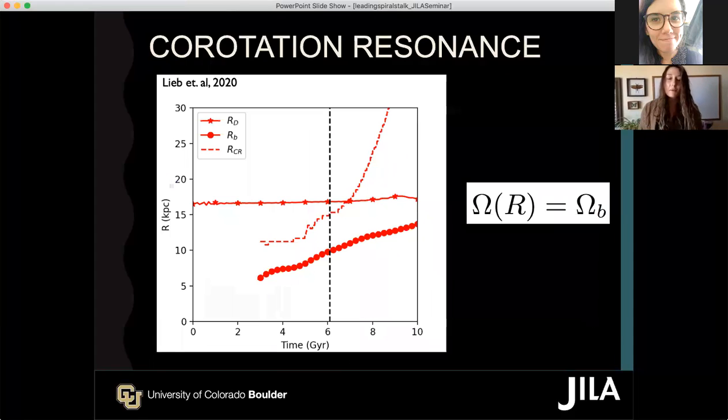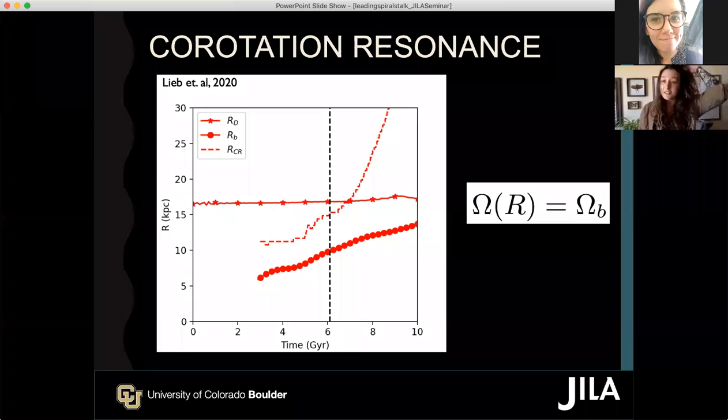So here I just provided one more visualization of this corotation resonance. It's indicated by this red dashed line here. And this black line indicates the start of our leading spiral arms. So you can tell once they start, our corotation radius just flies away. And that's why we get to see them for so long.